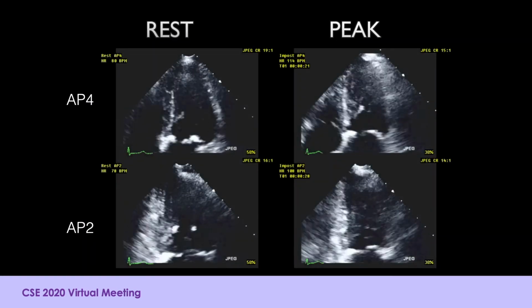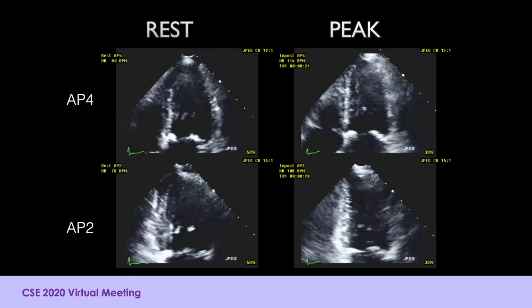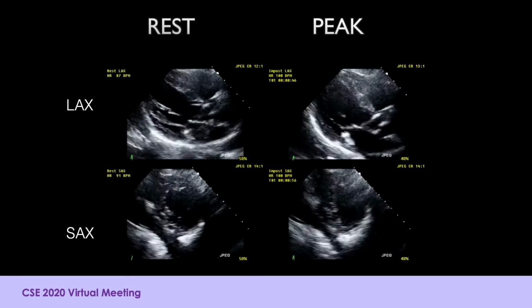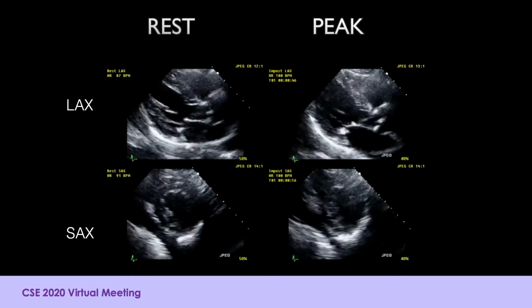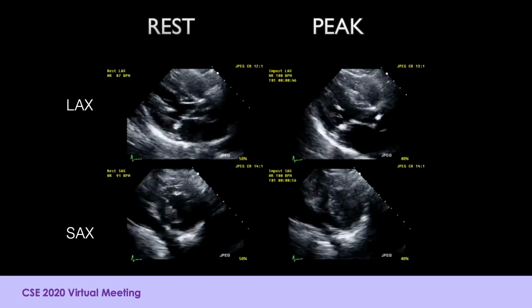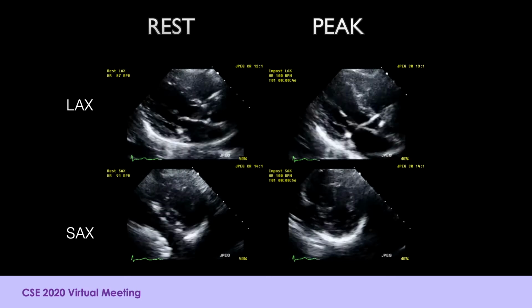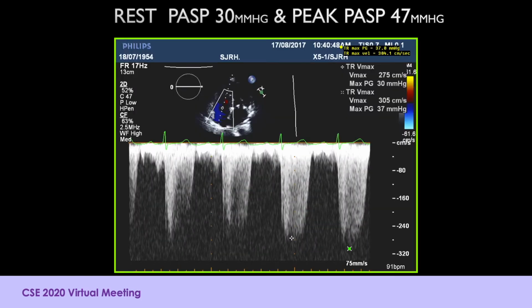Her stress echo showed normal resting LV function with normal contractility at peak exercise. And looking at her right ventricle, it appeared normal, and there was no evidence to suggest pulmonary hypertension, with no septal flattening or a C or D-shaped ventricle at peak exercise in the short axis view. We were able to get a good tricuspid regurgitation signal with a nice Doppler envelope with a resting pulmonary systolic pressure of 30 and her peak PASP of 47.